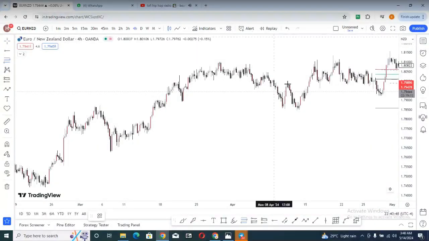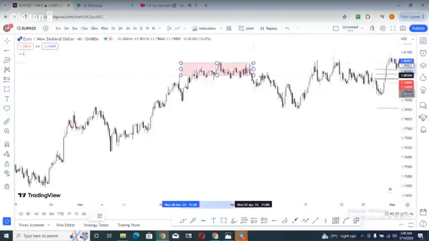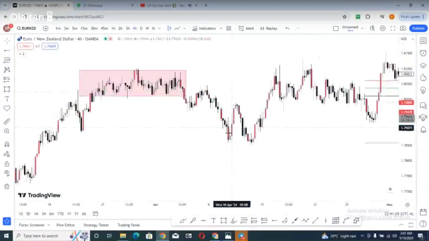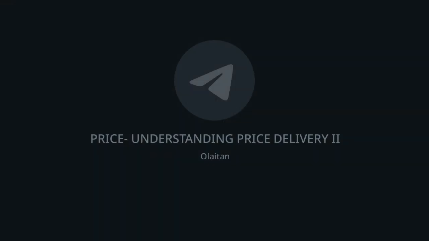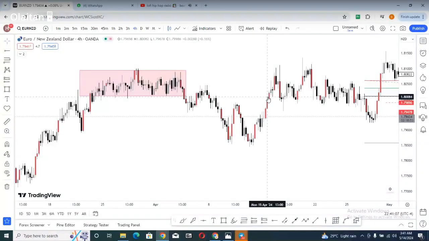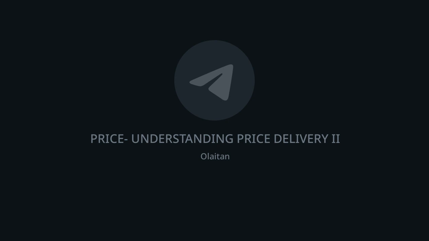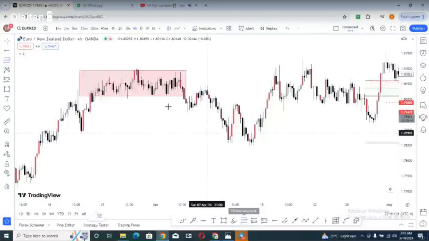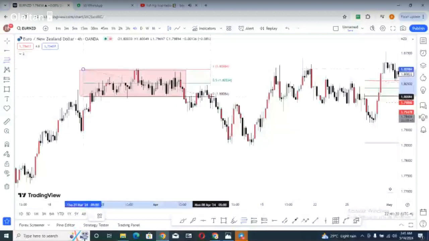I think I need to draw this out. This is a consolidation, an example of a consolidation. Are you all seeing this? Now, I told you it's been sponsored. A consolidation is sponsored by the 50% of the equilibrium or an order block. Now, let me show you the 50% of the equilibrium from here to here.